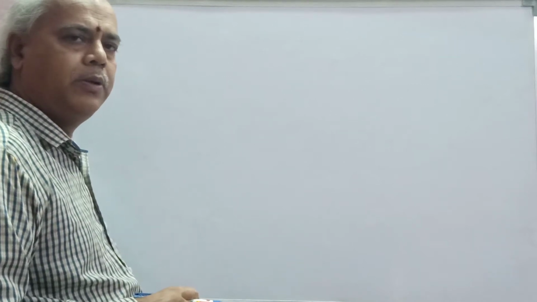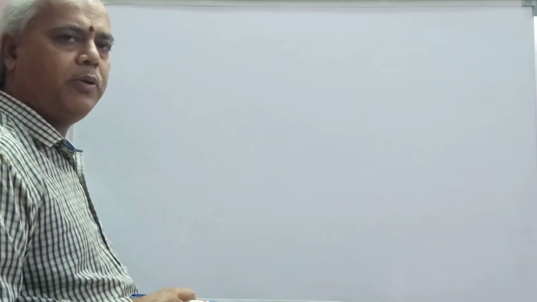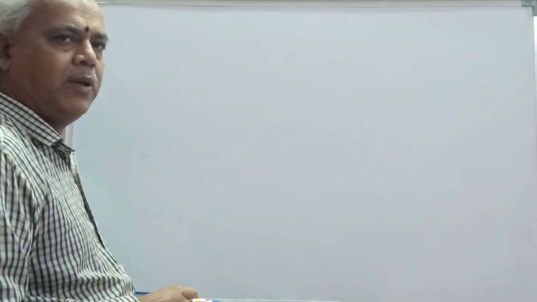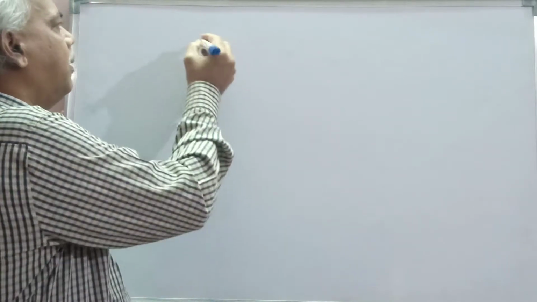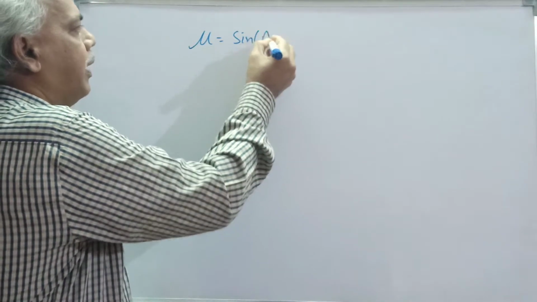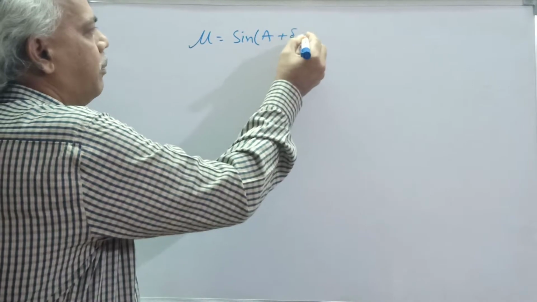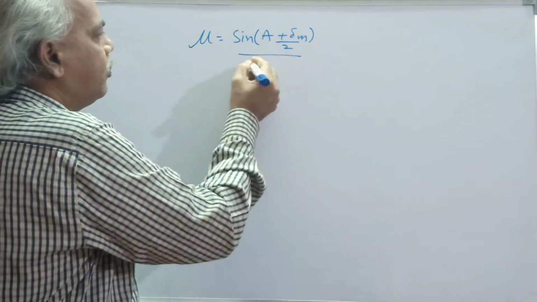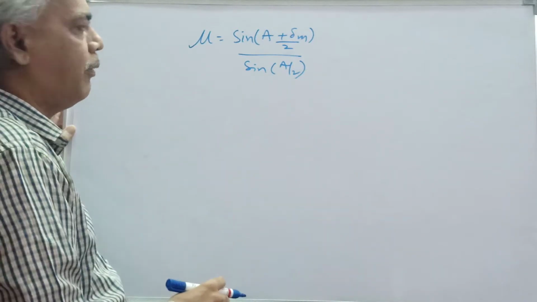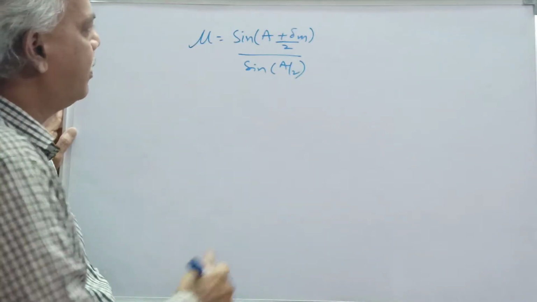So students, we are discussing the refractive index of a prism material. We derived the formula mu is equal to sine of (A plus delta m) by 2 divided by sine A by 2. It is the prism formula.